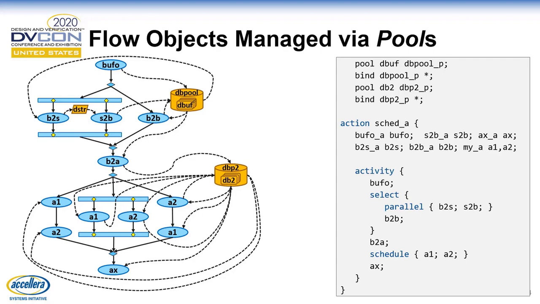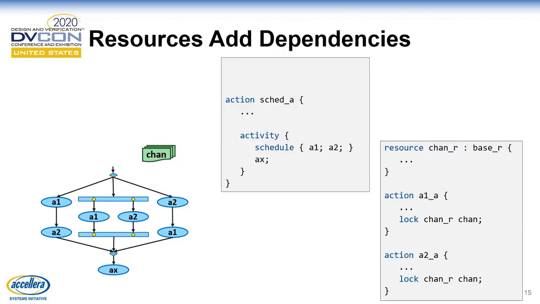And that especially comes in handy when you have lots of flexibility in things like this schedule statement. Right? Because does the output of the B to A action go to A1 or does it go to A2? You can't explicitly bind that because it depends on what order you've wound up putting them in. So the pool gives you that flexibility and the tool the flexibility to do that. When you start putting in resources, that adds some additional dependencies.